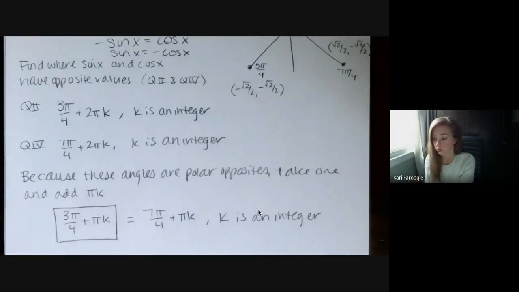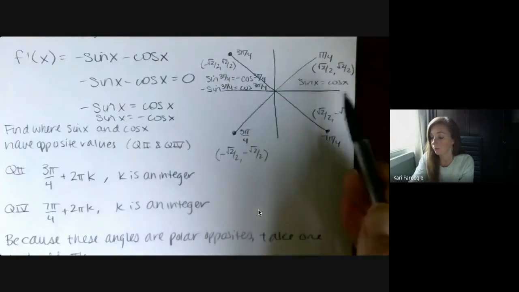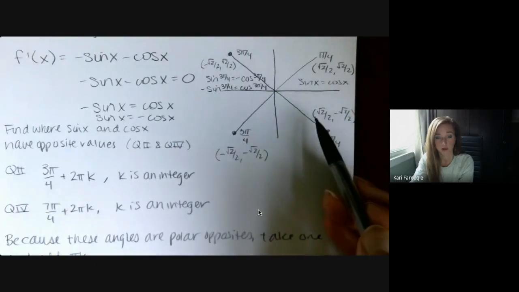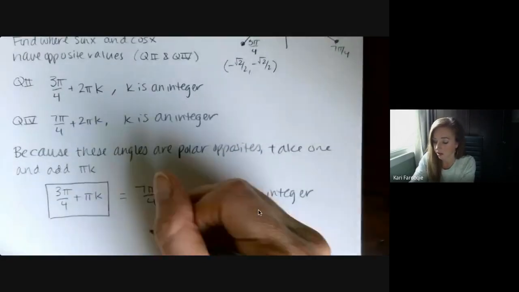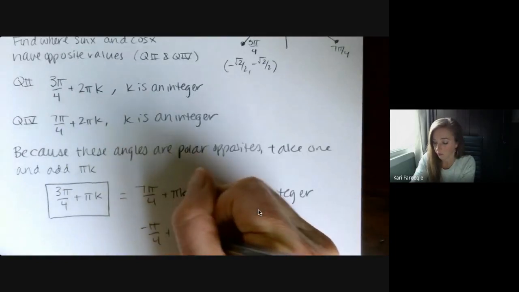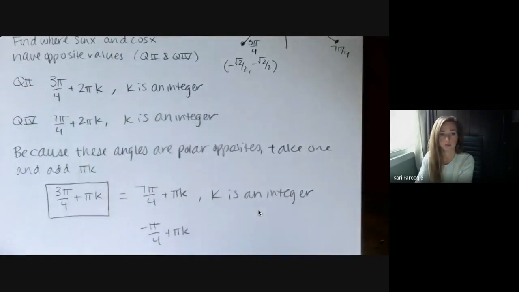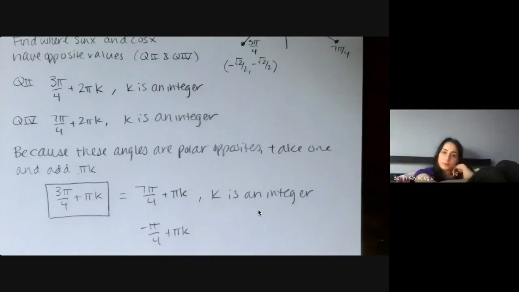You could have chosen negative pi over 4, and then you could have always added pi to it. That would have been saying the exact same thing. That should be technically correct in this case. They're really just odd integer multiples of pi over 4 plus pi k.